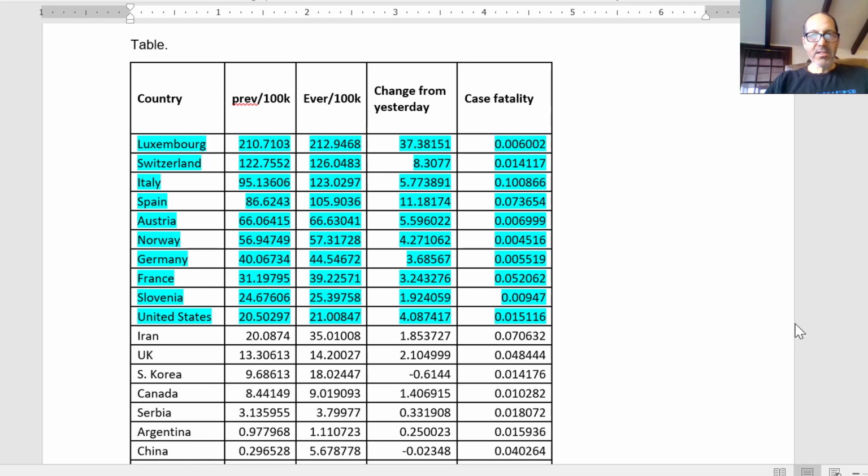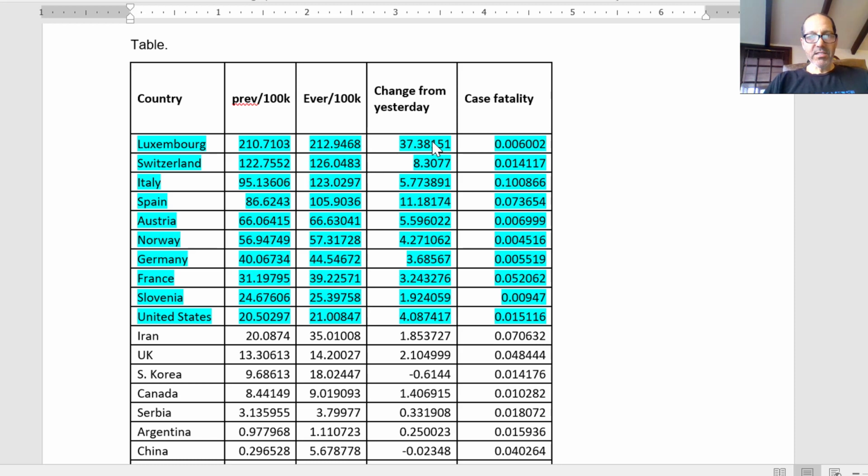Let me do this as quickly as possible. We have the data sorted in terms of prevalence per 100,000. We have 210, or 211, cases per 100,000 in Luxembourg, 123, again rounding up, for Switzerland, about 95 for Italy. The United States is at 21 individuals per 100,000. Again, this is the active cases divided by the population multiplied by 100,000 for context.